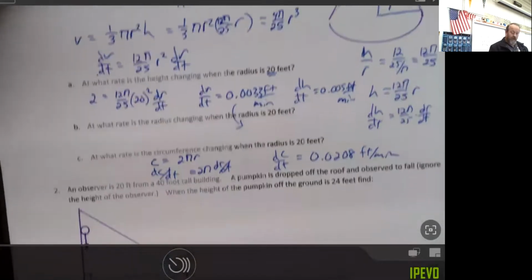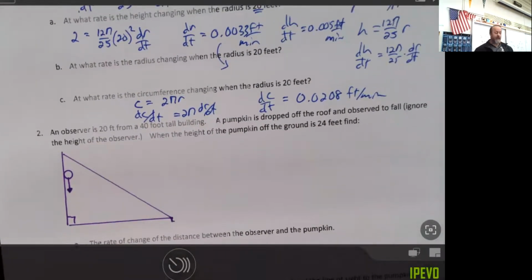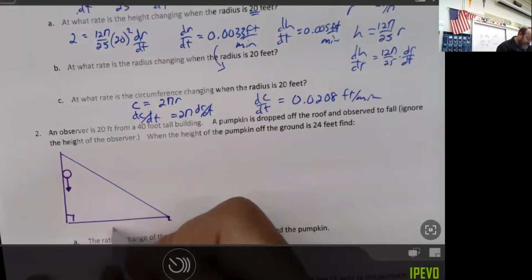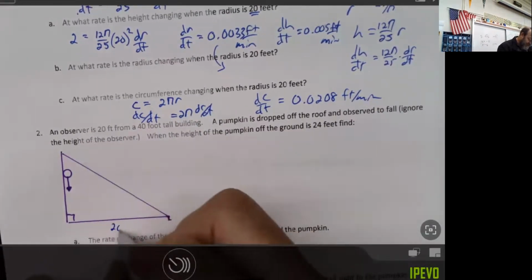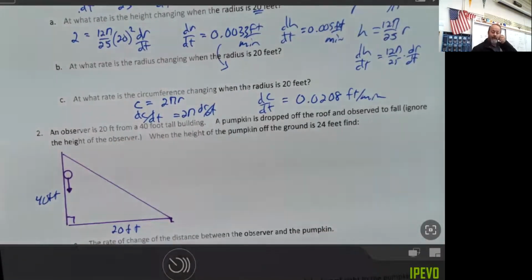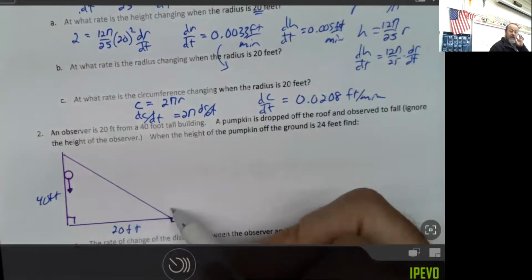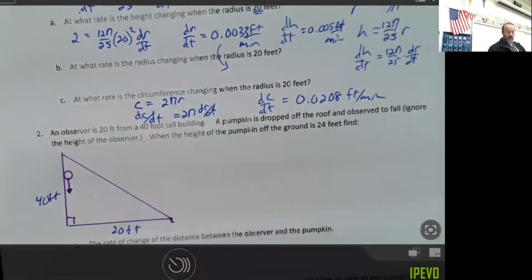Okay, so problem number 2. A little more of an interesting look at a Pythagorean theorem question, but we have this observer that is watching somebody. The observer's over here. They're standing 40 feet away from a building. Oh, no, they're 20 feet away from the building. The building is 40 feet tall, and somebody's going to drop a pumpkin off of it. And we are, by the way, it does say we're going to ignore the height of the observer because the observer's eyes will be off the ground a little bit, but we're going to just ignore that for a moment.